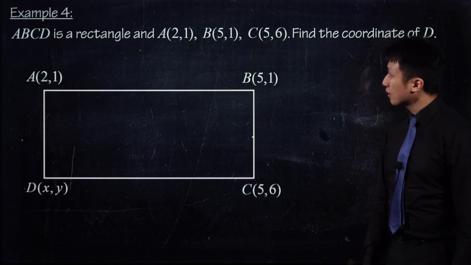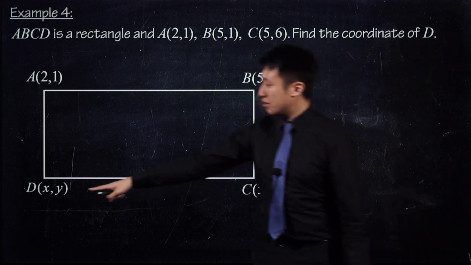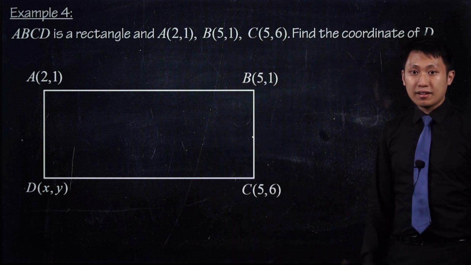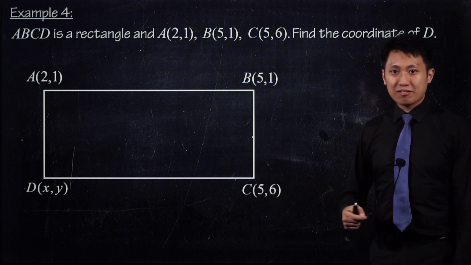So I draw a rectangle and find the coordinate of D. D is given by x and y. So how do I do that? Any idea? Do you have any idea on this one? You should be smart enough to tell me, right?